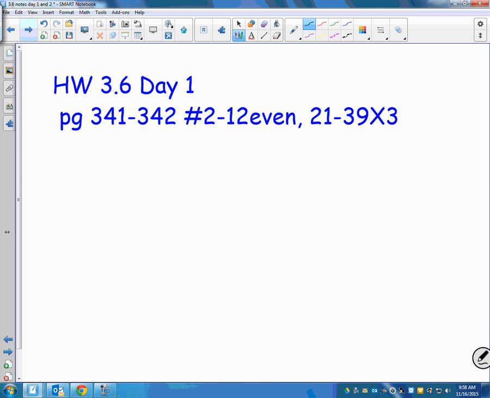So this is 3-6 day 1, 2 through 12 even. I think those are just typing in your practice formulas, not hard ones. Those should be all straight calculator using the formula. But then 21 through 39, multiple equations, some of those are going to be where you're solving for the interest rate, you're solving for time, you're solving for how many times it uses compounding. You're solving for something else where you're going to have to log both sides.